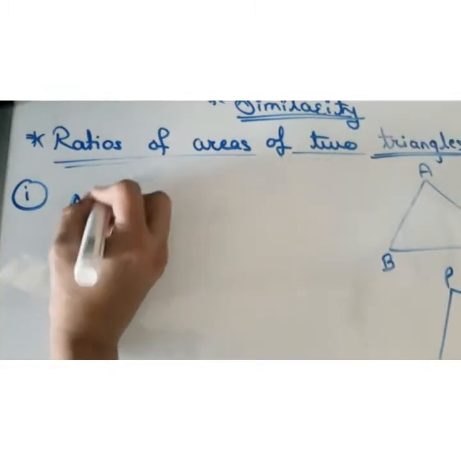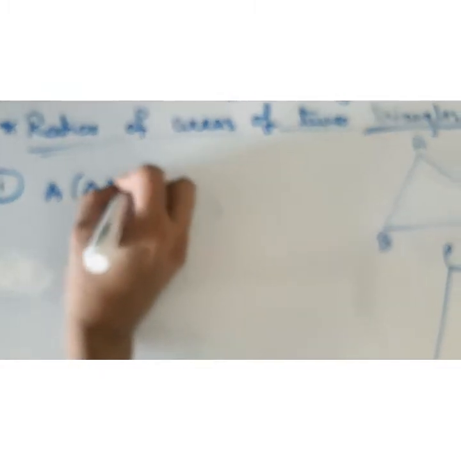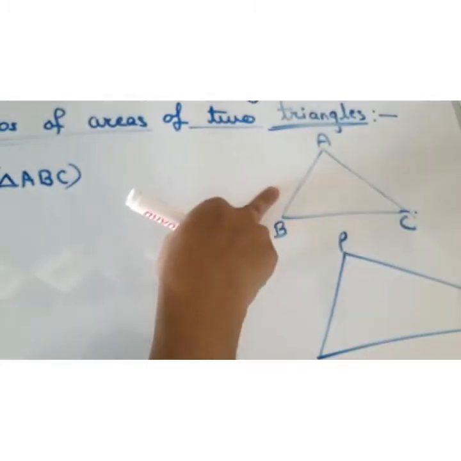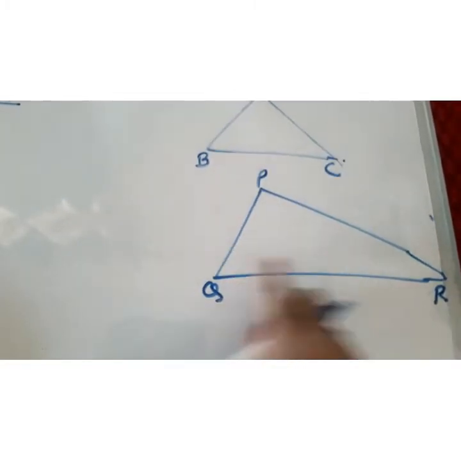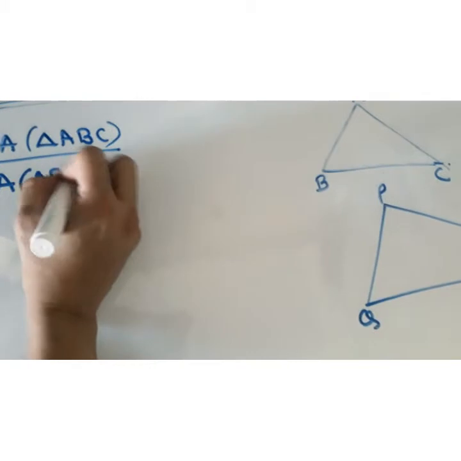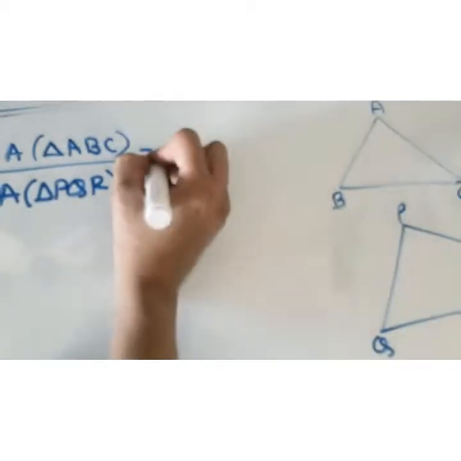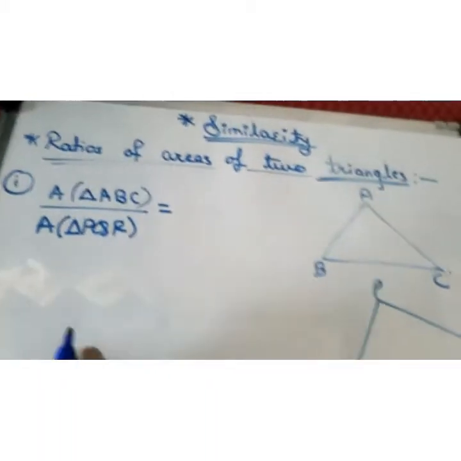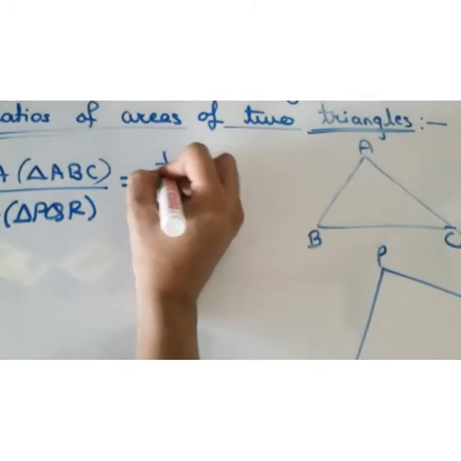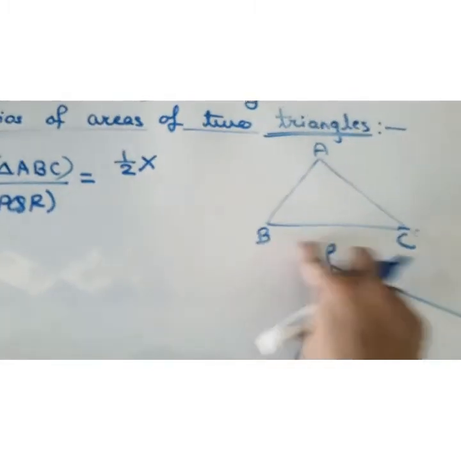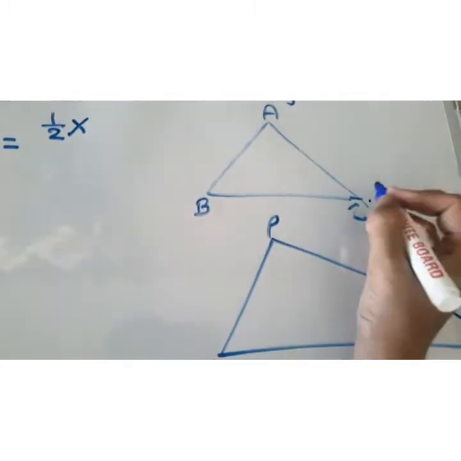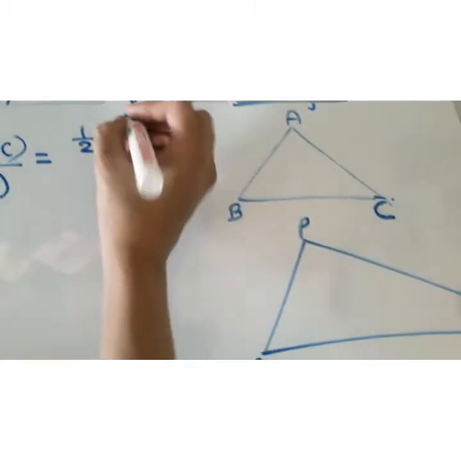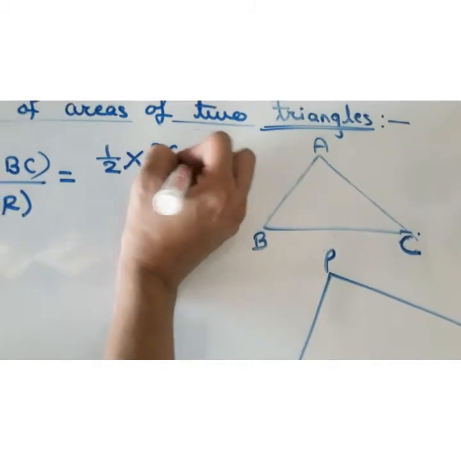So let's write down the area of triangle ABC, the first triangle, and its ratio with the other triangle, which is triangle PQR. Now, area of triangle ABC is nothing but half into base. Which is the base? Look here, the bottom line, this BC is the base of triangle ABC.